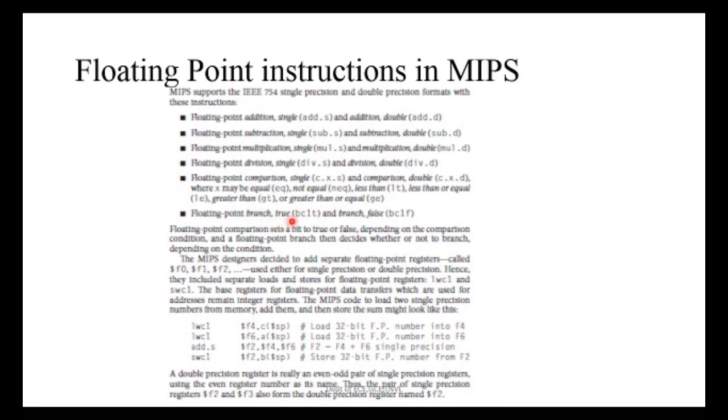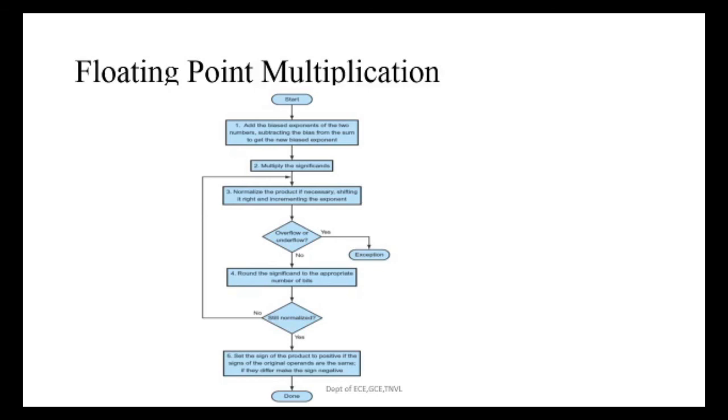The branch tells whether, if the condition is true, one set of instructions is executed, and if it is false, another set is executed. This multiplication algorithm is similar to the floating point addition. The algorithm starts with start. The first step is that we need to add the biased exponents of the two numbers, subtracting the bias from the sum to get the new biased exponent. The second step is that we need to multiply the significands. The third step is to normalize the product if necessary, shifting it right and incrementing the exponent.